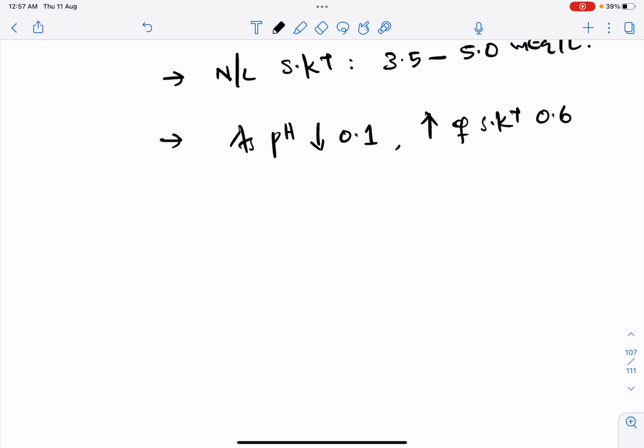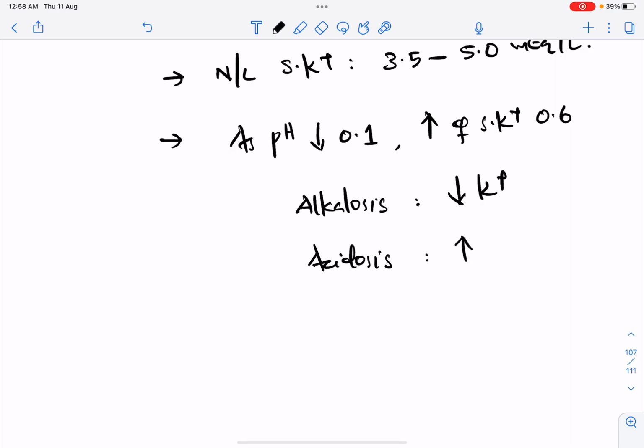The exact reverse happens in case of alkalosis. As pH increases, the potassium value decreases by 0.6. So alkalosis decreases the serum potassium, while acidosis increases serum potassium value. That's the relationship between pH and potassium value.